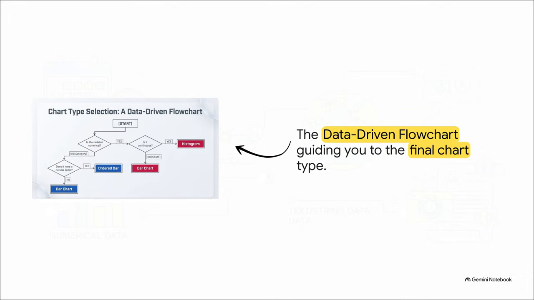Those 3 simple questions map perfectly onto this chart selection flowchart. Think of this flowchart as essentially your master decoder ring. You just start right at the top, answer the basic yes or no questions about your data type, and follow the arrows. It guarantees you end up at the perfect visual representation every single time. Got ordered categories? Ordered bar chart. Continuous numerical data? Histogram. It literally removes all the guesswork for you.